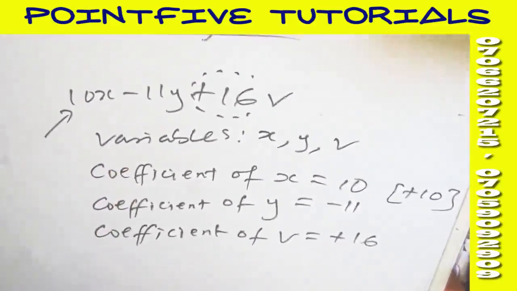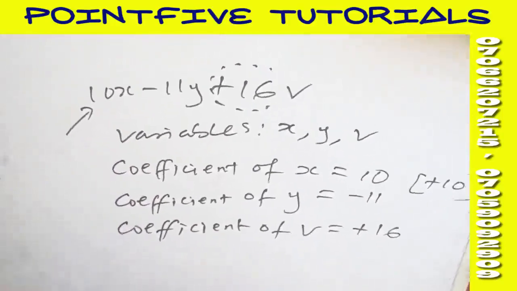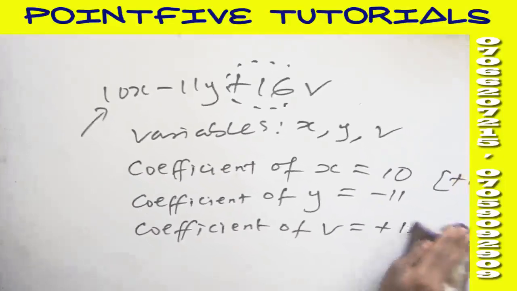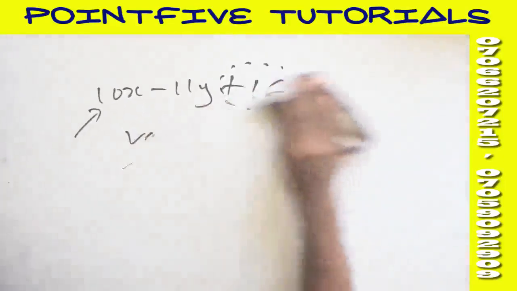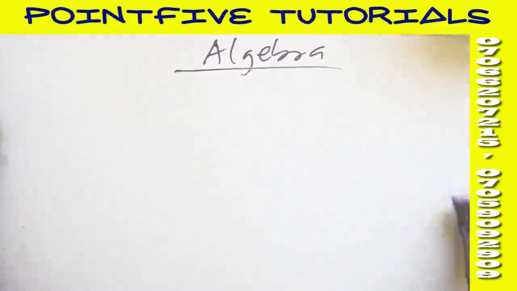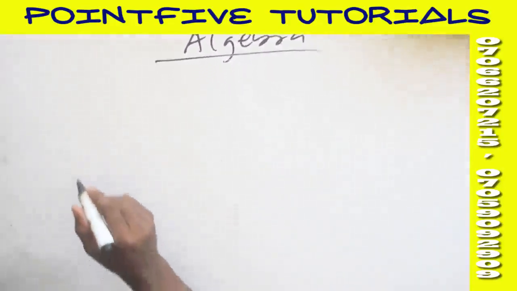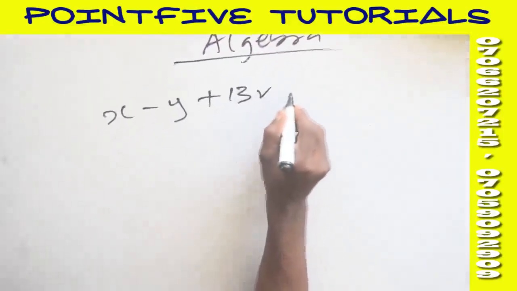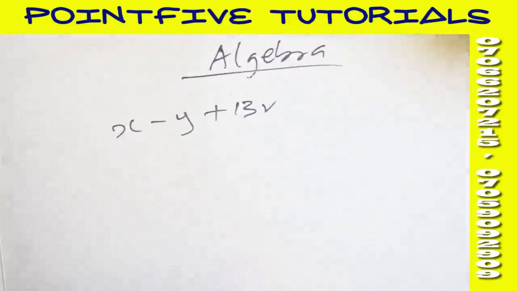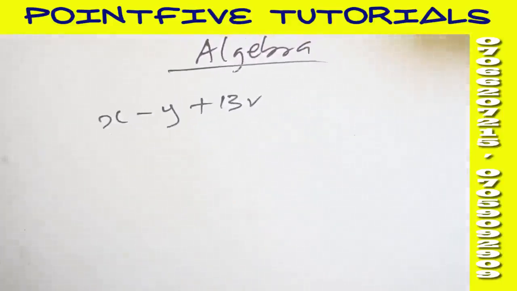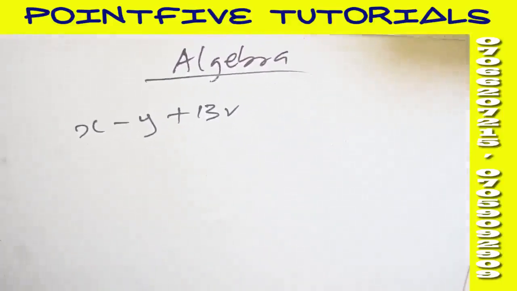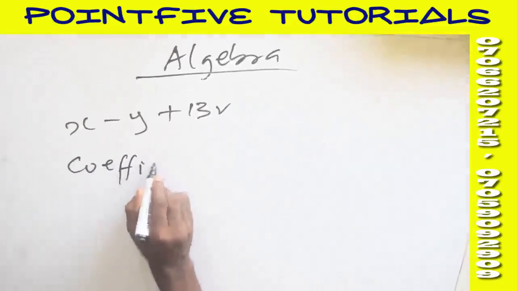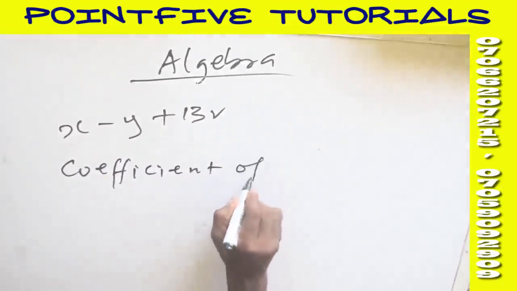Variables means alphabets. In maths, we don't call them alphabets. And coefficient is just the number and the sign that is directly attached to what? Variable. But let me also extend your knowledge. Supposing I write x minus y plus 13v, and I ask you, within this x minus y plus 13v, what is the coefficient of x?